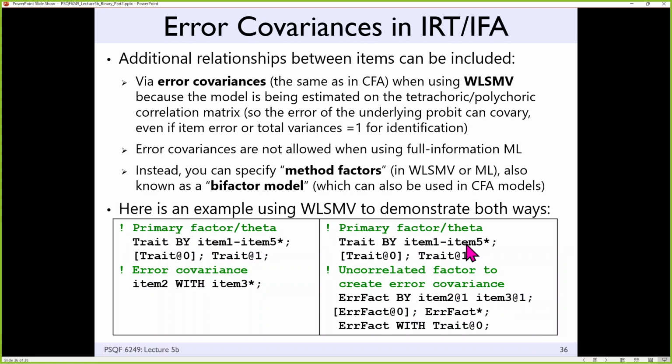The first part is the same. The second part is that I need to add what is known as a method factor or a specific factor and turn it into a bifactor model. There's going to be more on this coming, but this is foreshadowing how that works. I would create a new latent factor. I'm calling it error fact. That is only indicated by the 2 items that I want to covary. And I fix their loadings to 1, and I estimate that factor's variance, and I shut off that specific factor's correlation, covariance, with the trait.